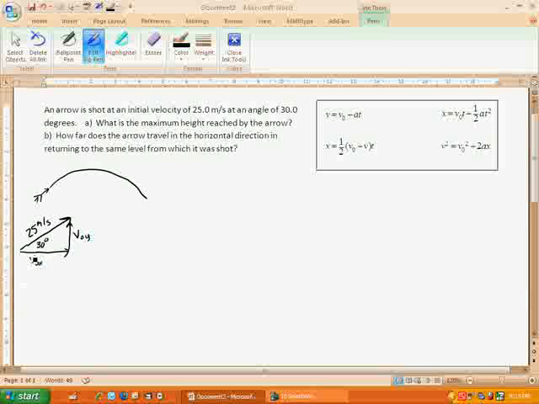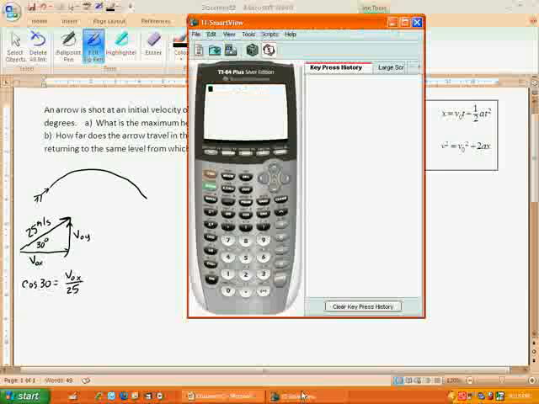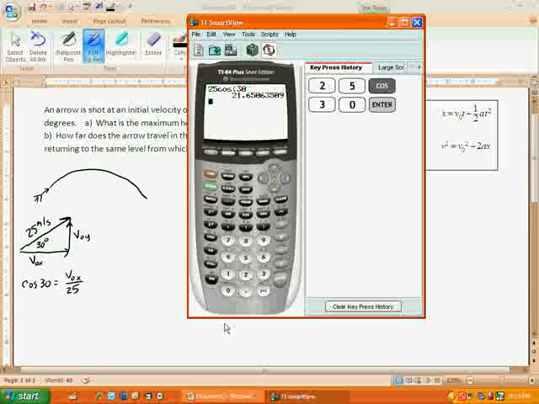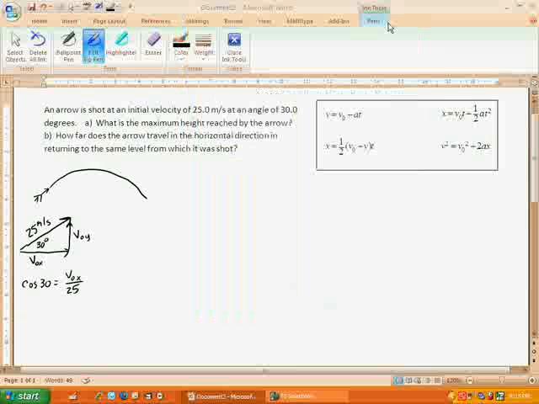The adjacent side is the initial velocity in the x direction, so cosine of 30 is equal to the adjacent over the hypotenuse. On the calculator, 25 cosine of 30 gives us 21.65 meters per second. If we do the same thing with the other component, we find it's 12.5 meters per second. So I've broken that up into components, which will be important later on.